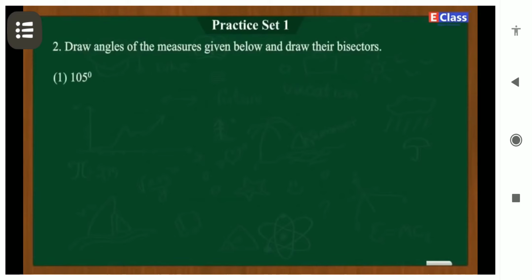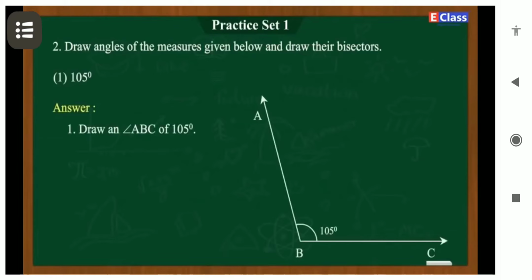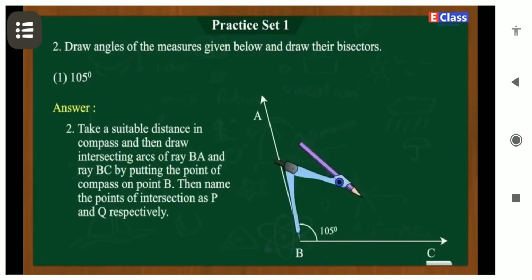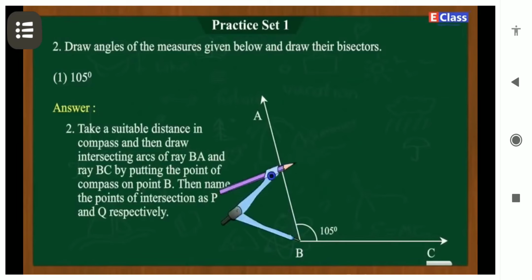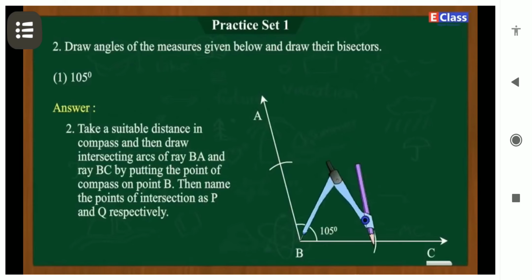1. 105 degrees. Answer. 1. Draw an angle ABC of 105 degrees. 2. Take a suitable distance in compass and then draw arcs intersecting ray BA and ray BC by putting the point of compass on point B. Then, name the points of intersection as P and Q respectively.